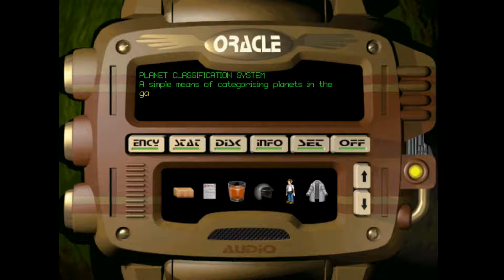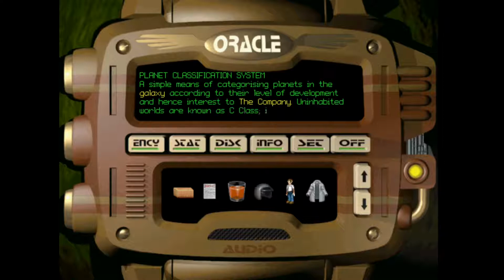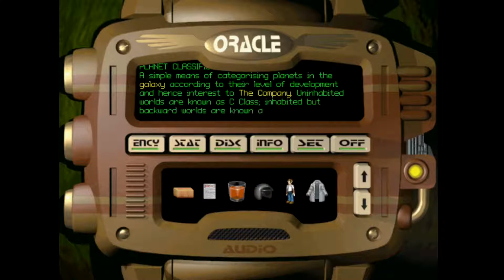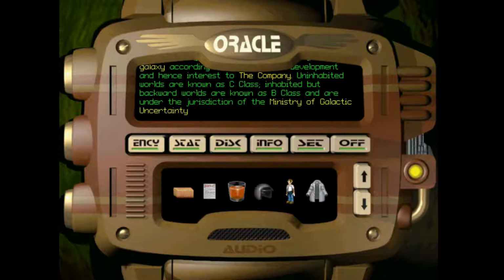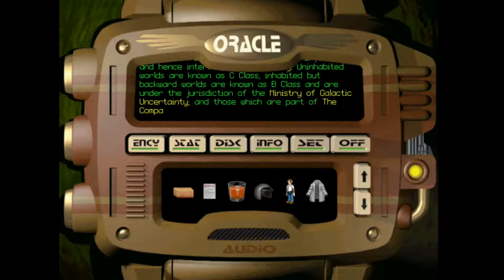A simple means of categorizing planets in the galaxy according to their level of development and hence interest to the company. Uninhabited worlds are known as C-class. Inhabited but backward worlds are known as B-class and are under the jurisdiction of the Ministry of Galactic Uncertainty, and those which are part of the company's community are A-class.